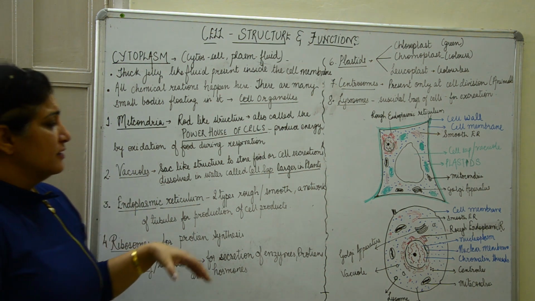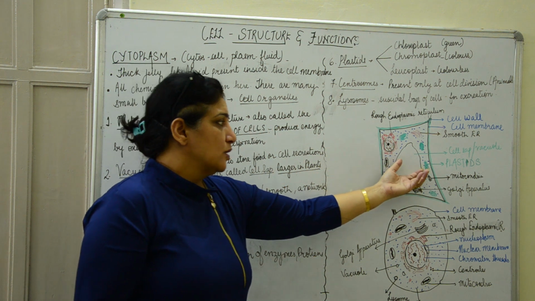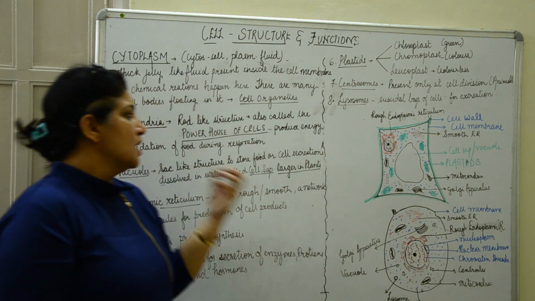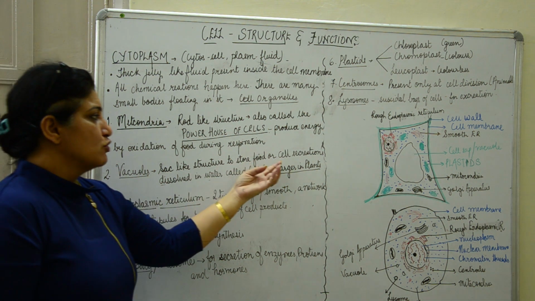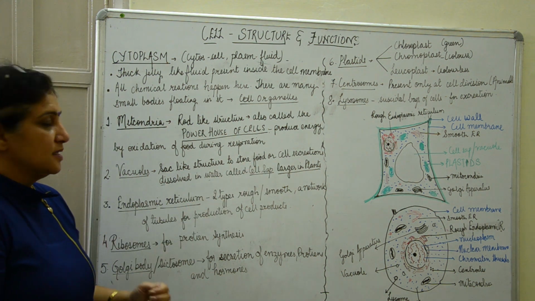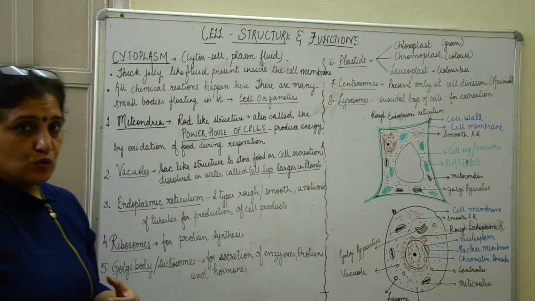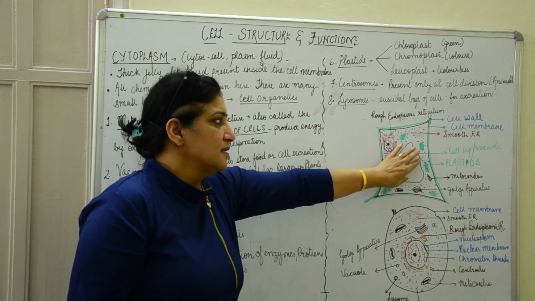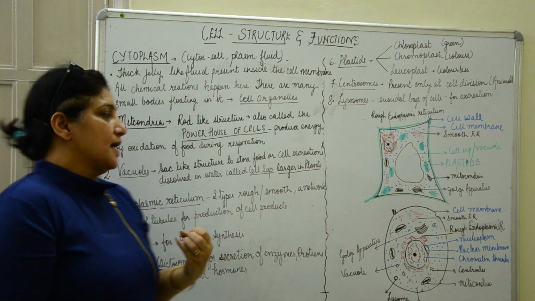Then you have the vacuoles. In a plant you will find a huge, large vacuole, whereas in animals you have small scattered vacuoles. These vacuoles are sac-like structures to store food or for cell secretion. When the cell secretion is dissolved in water and stored in the cell, it is called cell sap, and in plants the central vacuole that is present here contains the cell sap.